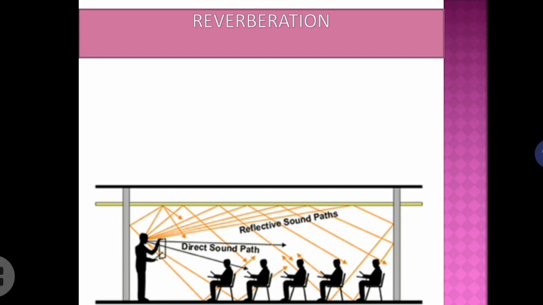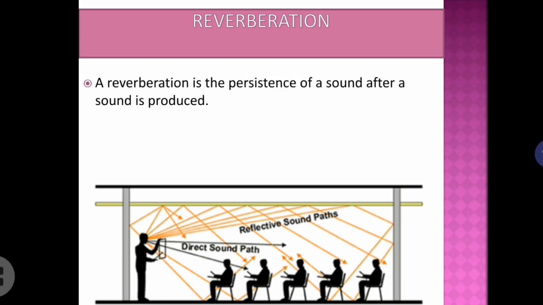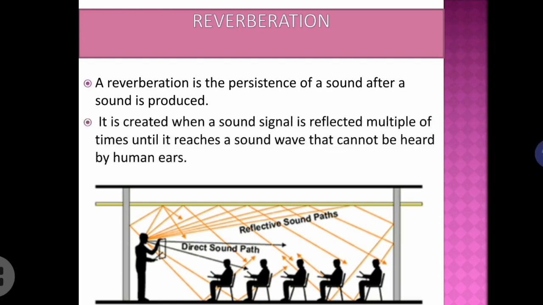The persistence of sound because of the multiple reflection is called reverberation. Persistence of sound after a sound is produced, due to multiple reflection, is called reverberation. That means the original sound is reflected several times. So when the multiple reflections reach our ears, we will not be able to hear the clear, actual speech, because everything will get interfered.